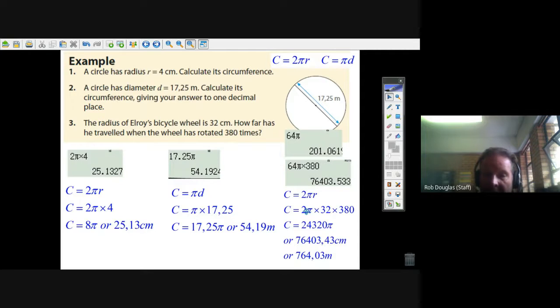Look at this. That's how I put it in the calculator. But here I went 2 pi r: 2 times pi times radius times 380 times around. That's 24,320 pi. You put that in your calculator and you get 76,000 centimeters. Well, there you go.